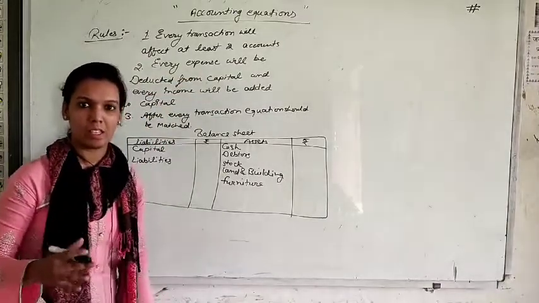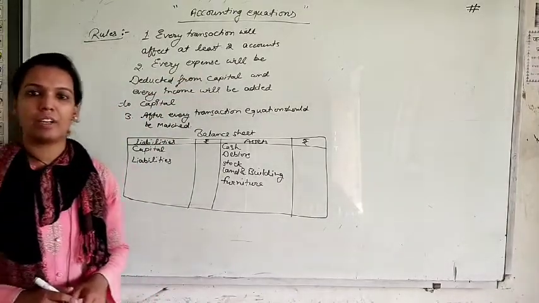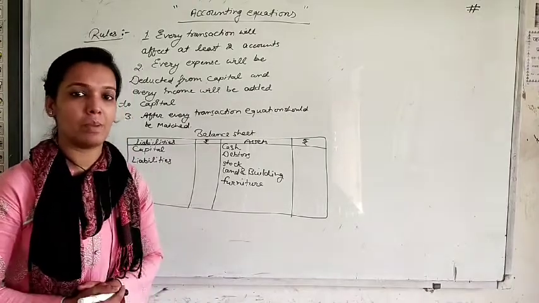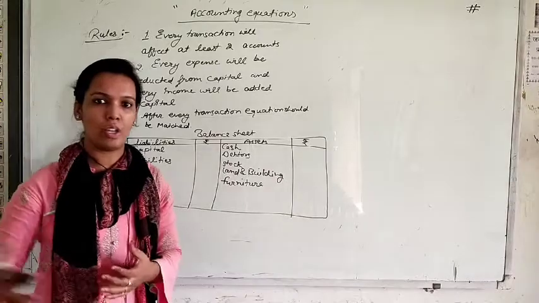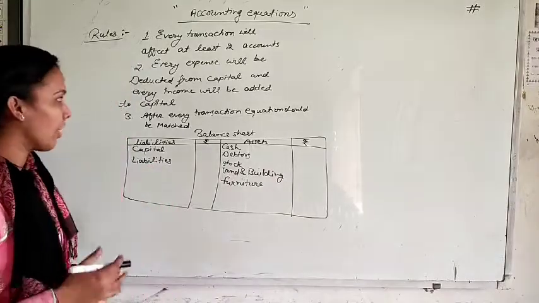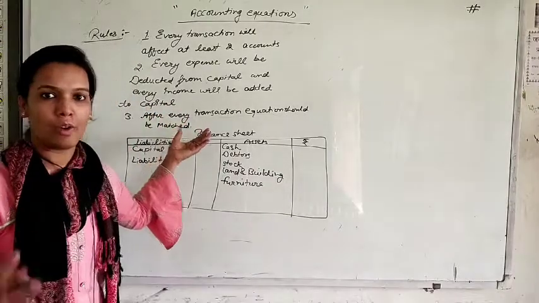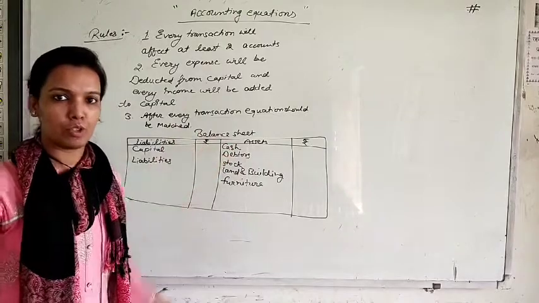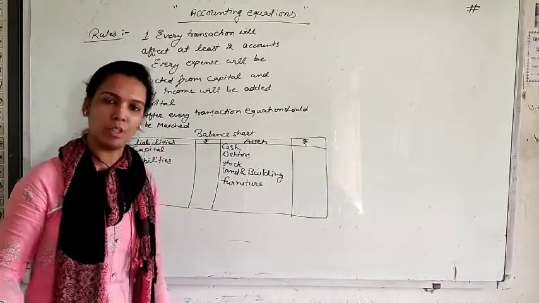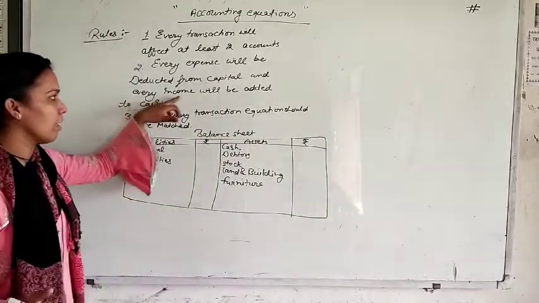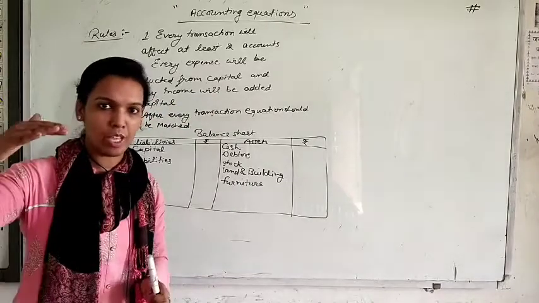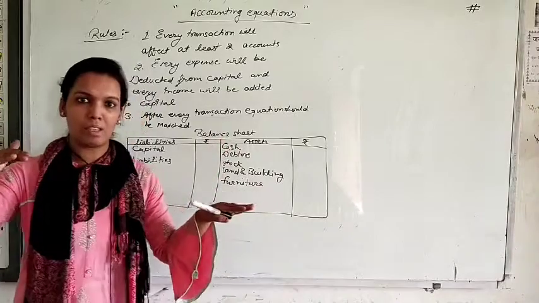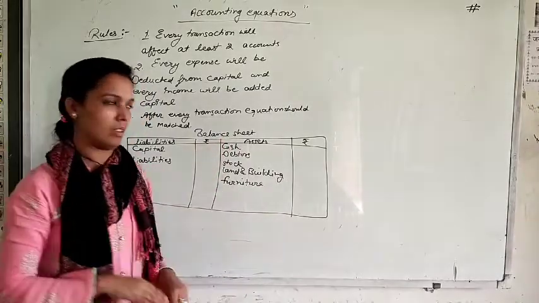Okay. Second point, every expense will be deducted from capital. Whatever expense is there in the business, that will be deducted from capital. You know very well what is the meaning of capital? Capital is the money that is invested by the owner into the business. So whatever expense is there, obviously you have to deduct it from the capital, because you will give that expense from your capital. And every income will be added to capital. Whatever income is there, that will increase your capital. If there is any expense in the business, that will decrease your capital.